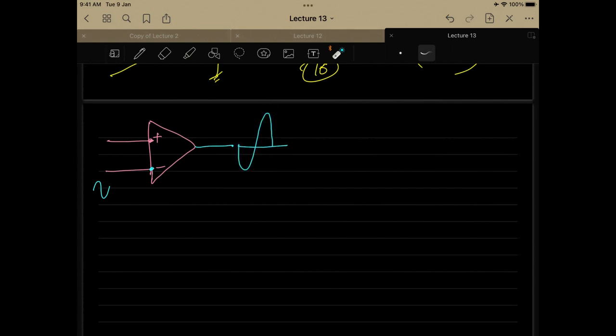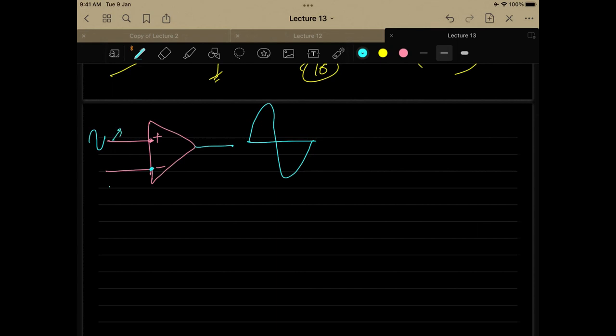The minus is just for inverting, for 180 degrees out of phase. Whereas if you apply the signal at the plus terminal, what you get at the output will be in the same phase. So it's called the non-inverting terminal, and this is called the inverting terminal.